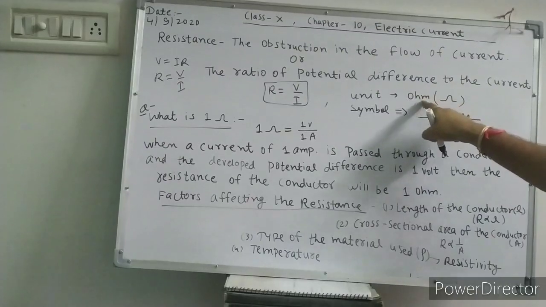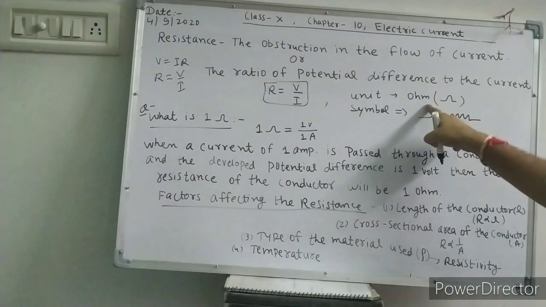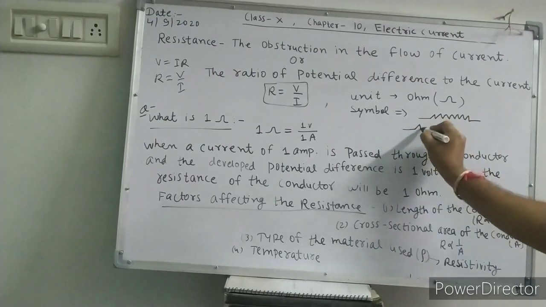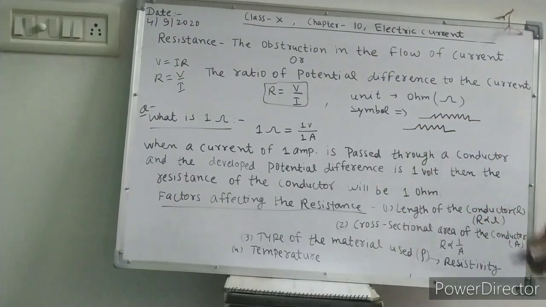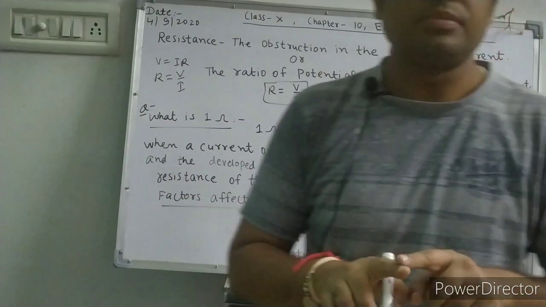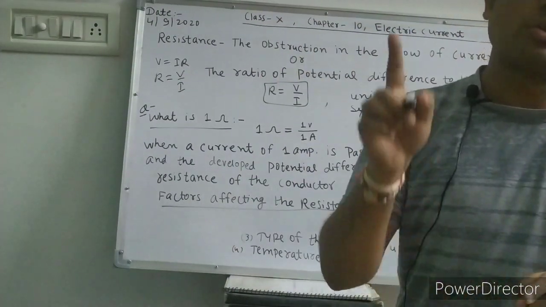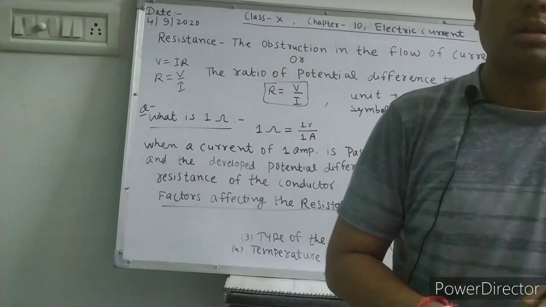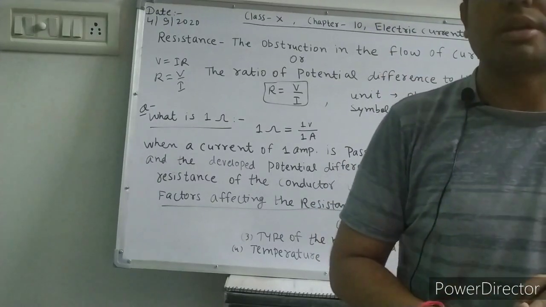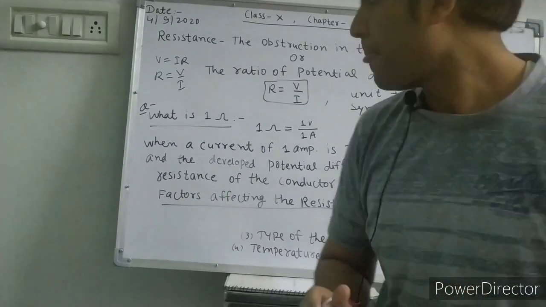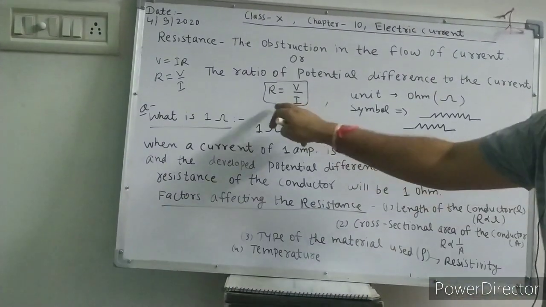The unit of resistance is ohm. The symbol of resistance is this, you will make this symbol like this. So in a circuit, if any current flows and you obstruct that current, then it is called resistance. Okay.